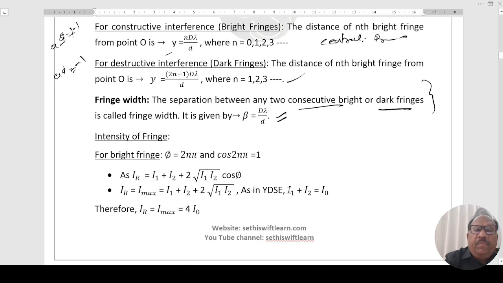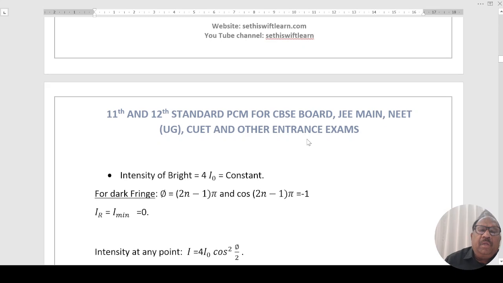Intensity of fringe. For the bright fringe, I have discussed earlier. I maximum will be I1 plus I2 plus 2 root I1 I2. So if I1 equals I2 equals I0, cos phi equal to 1, so that comes out to 4 I0, right? That is the intensity of the bright fringe. For the dark one, cos phi will be minus 1.